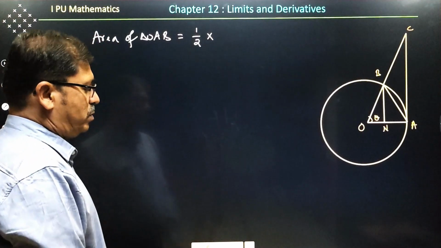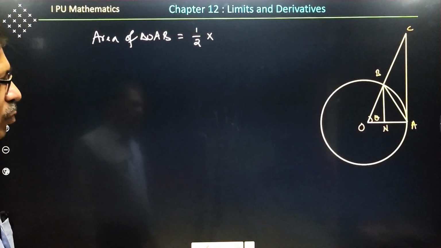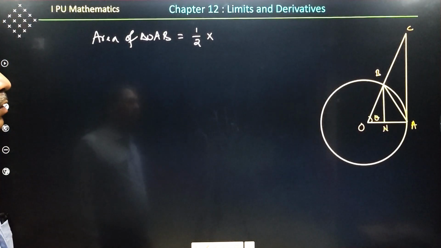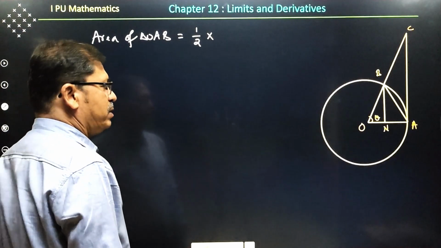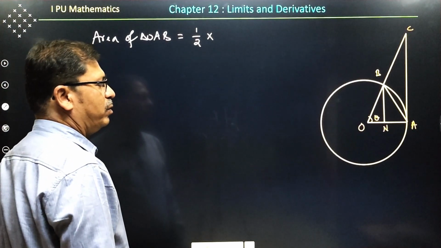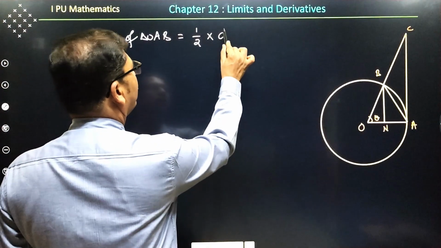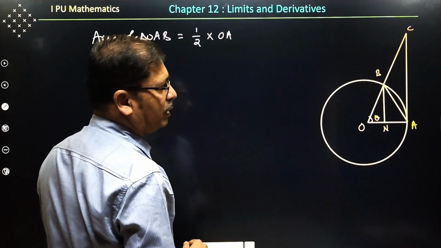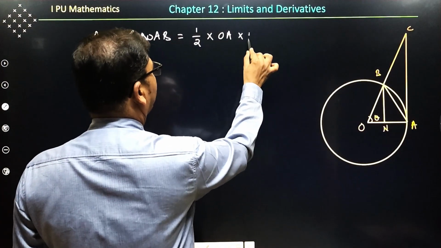Hello? Not possible to respond. Once again, repeat. OA into BN. OA into BN. Okay, it's correct. OA into BN.